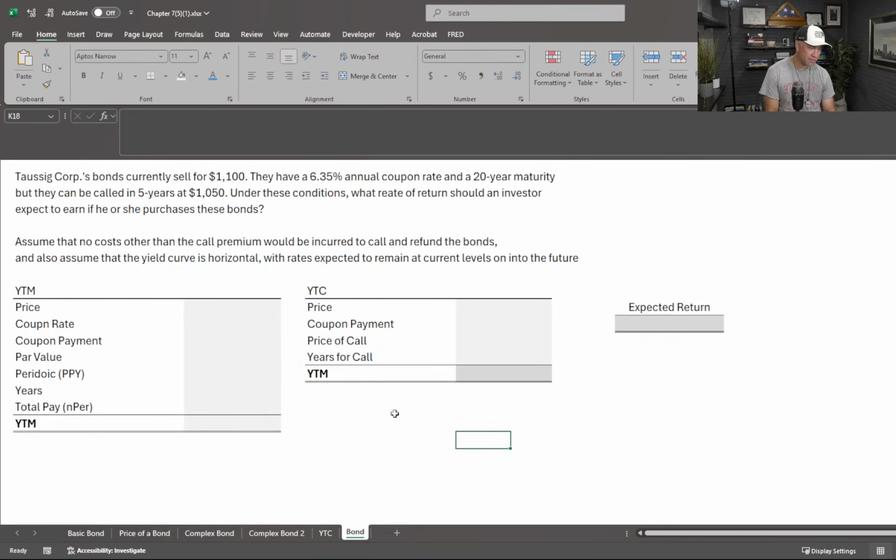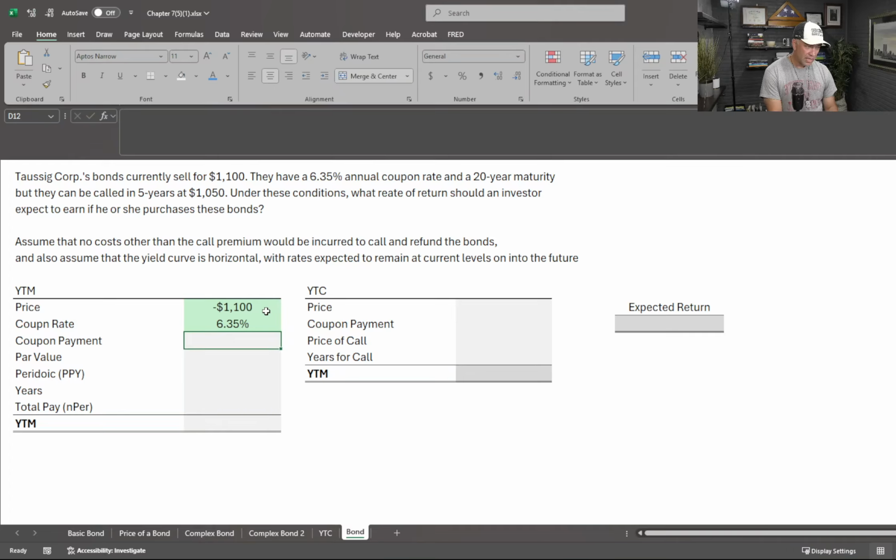Okay, last question. We're looking at a yield to maturity, a yield to call, and expected return. Hopefully this is good practice. We've done it before, so I'm going to go kind of quick on this. We have 1,100 for the price. If you didn't light up green, I'm trying to teach you a lesson that it has to be negative. Again, you could type it any way you want, but when you plug it in the function, it must be negative.